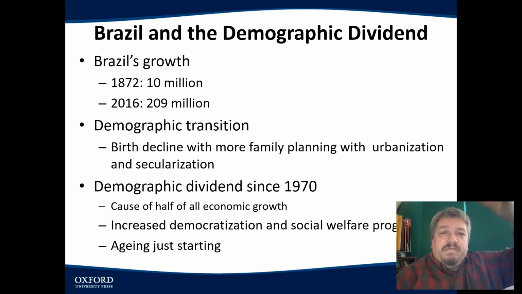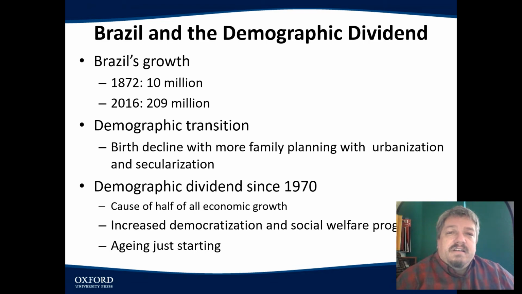Very rapid growth of population has now leveled off, and that begins in the 1970s. In the 1970s, we start seeing more family planning. The country has become much more urban. People are living in the cities. There's a lessened role for the church that encourages large families. And so we see populations shrink.